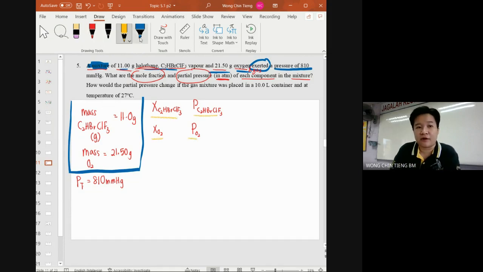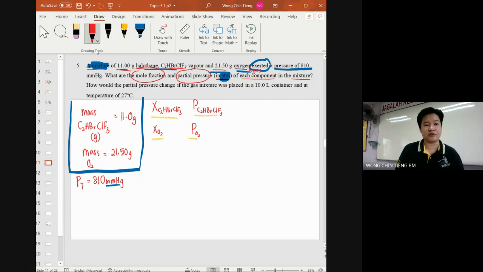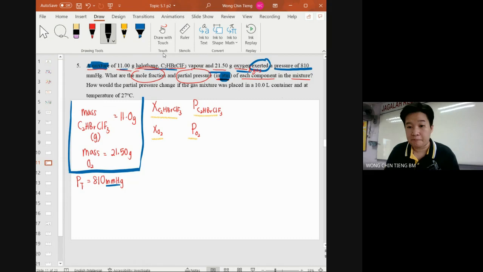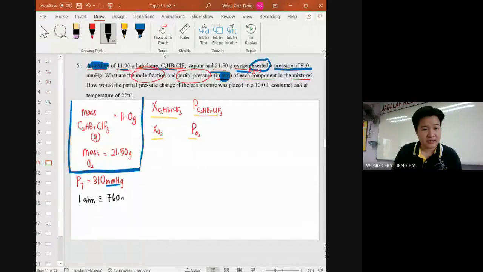And the question stated very clearly ATM. Question 1 is in ATM, but the question gives you millimeter mercury. So what do you think is the first thing you do? What will you try to convert? The pressure to ATM. Okay, we convert to ATM. The smaller the value, the easier to calculate. Can I know 1 ATM equals how many millimeter mercury? 760 millimeter mercury. So you have 810 millimeter mercury over here.